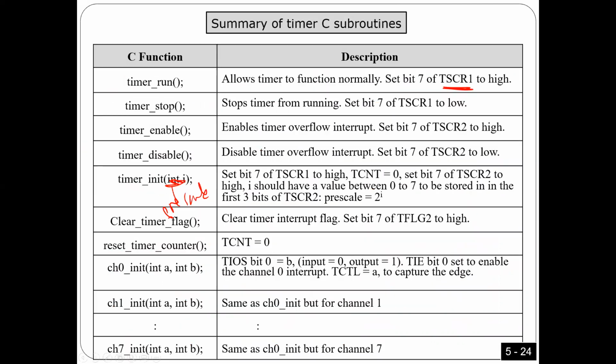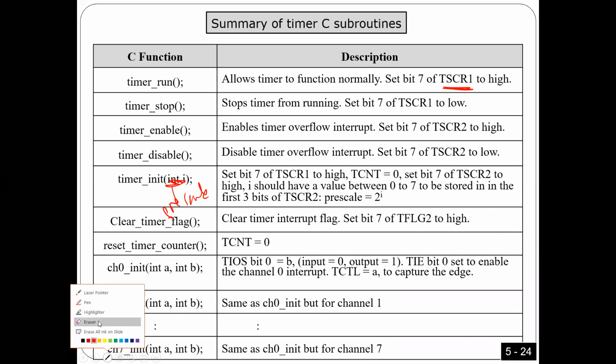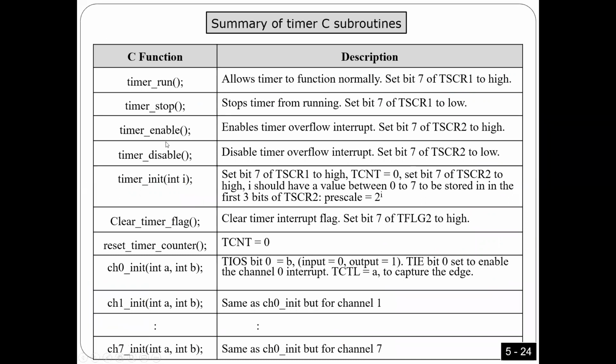Okay. Also, in the interrupt subroutine, you have to clear the flag bit this way. Is that okay? Also, you have one function here if you want to reset the count, right? This one is going to put 0 in TCNT if you want to reset the count.